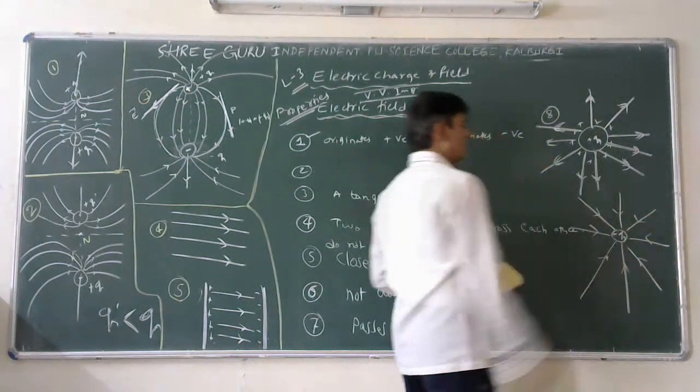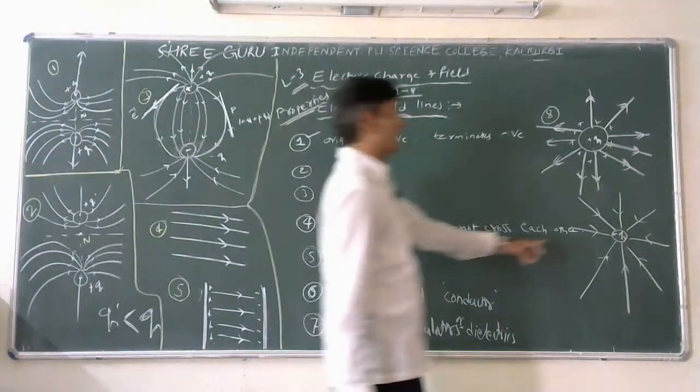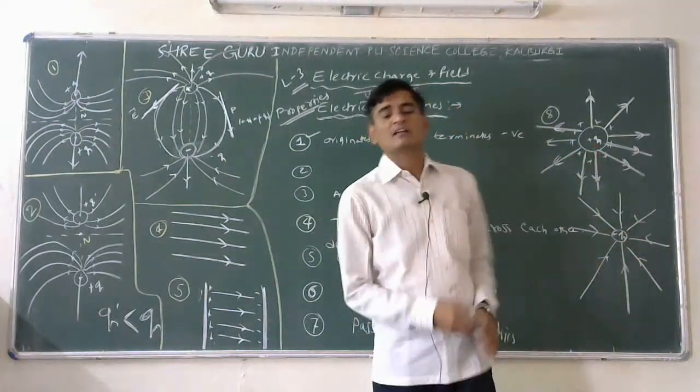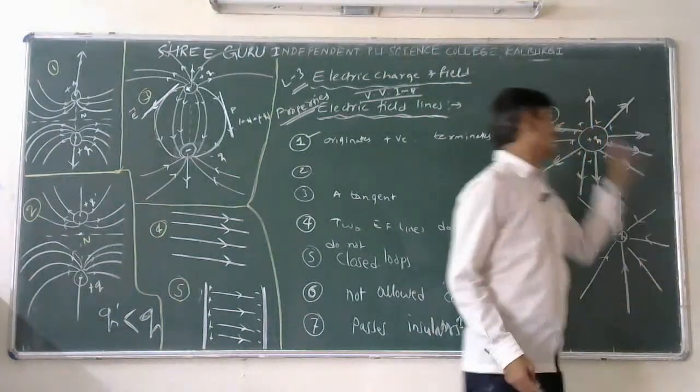So this is a diagram for electric field lines due to an isolated negative charge, and this is a diagram for electric field lines due to an isolated positive charge. That is the 8th point.